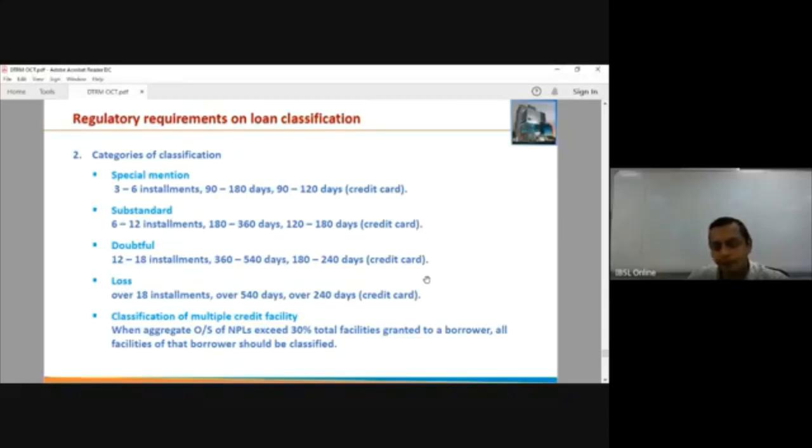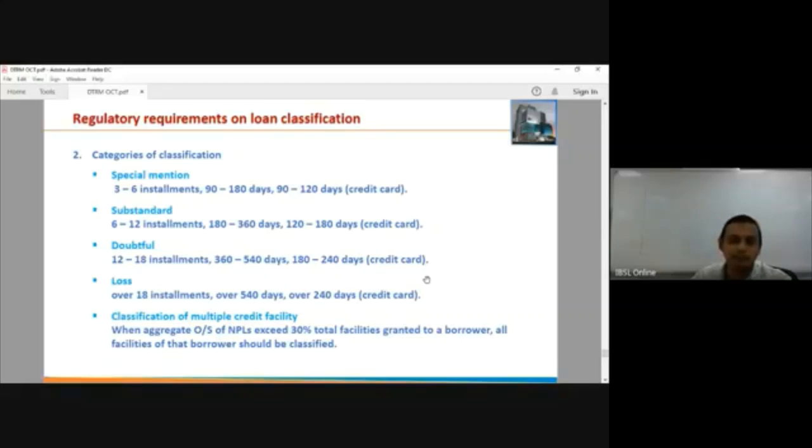Now that can be done only if the outstanding of the defaulted facility is less than 30% of the total outstanding. If that is less than 30% of total outstanding, then the bank needs to make a facility classification. So only that lease is classified as NPL, others are classified as performing. But if the outstanding of the defaulted facility is more than 30% of the total outstanding, all the facilities, whether performing or non-performing, need to be classified.